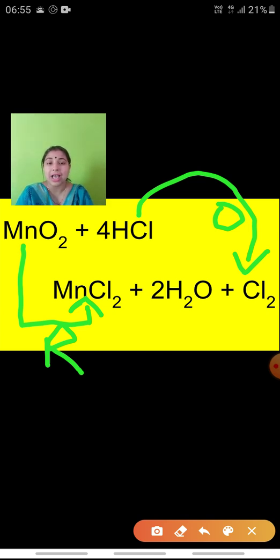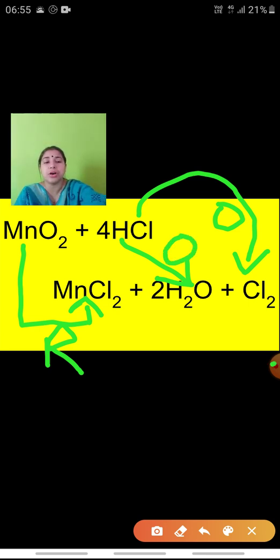Now children, here oxidation and reduction you have seen both are taking place, but at the same time you all can see hydrogen is also converted into water. Now for hydrogen, in terms of hydrogen, if I say chlorine is removed, oxygen is added. So addition of oxygen is what? Yes, addition of oxygen is oxidation.